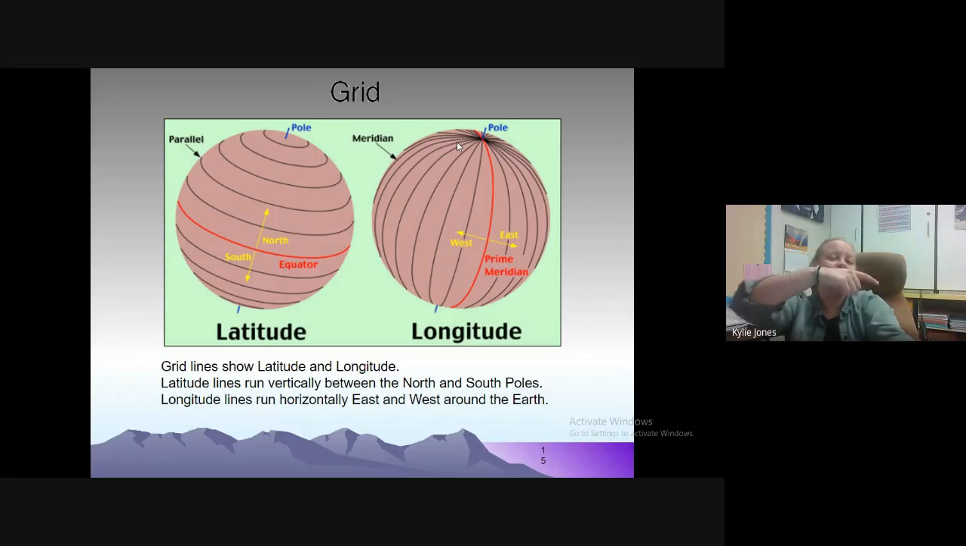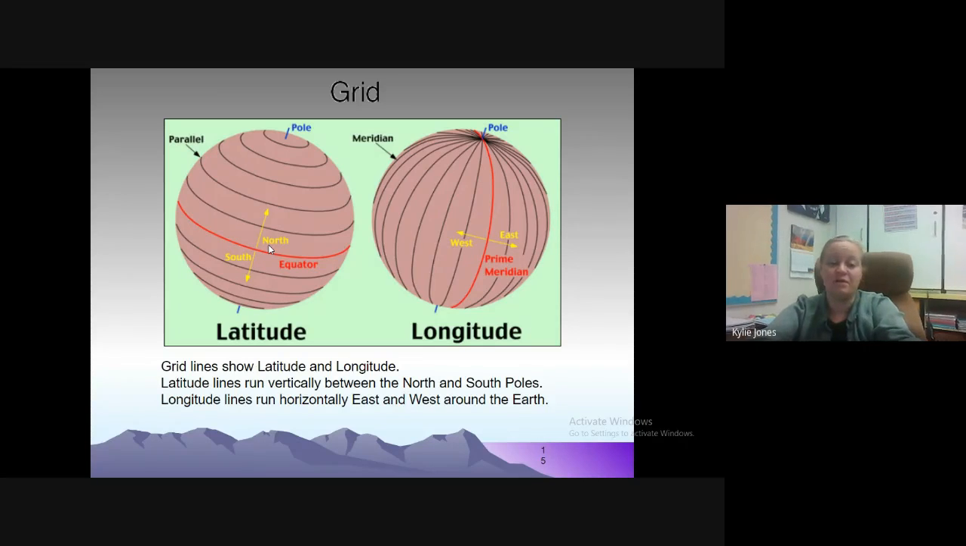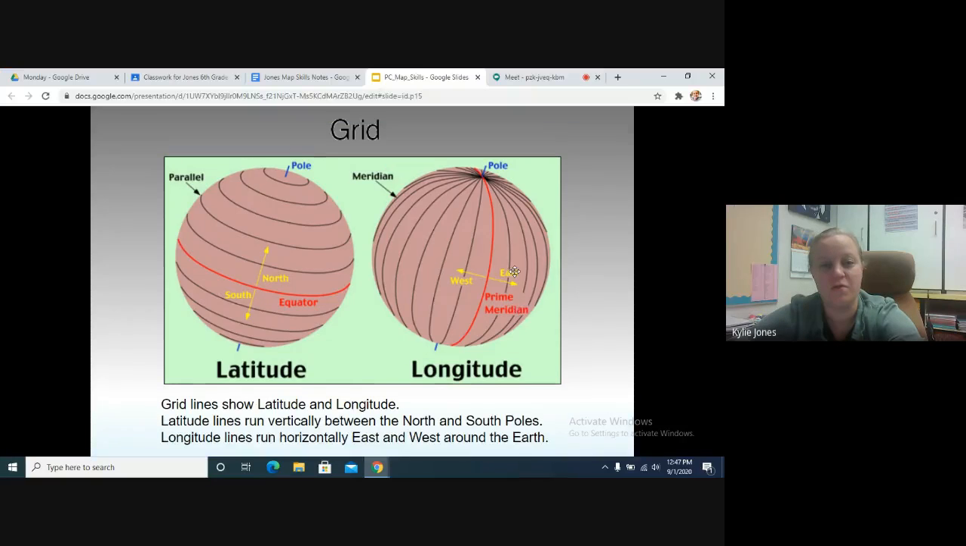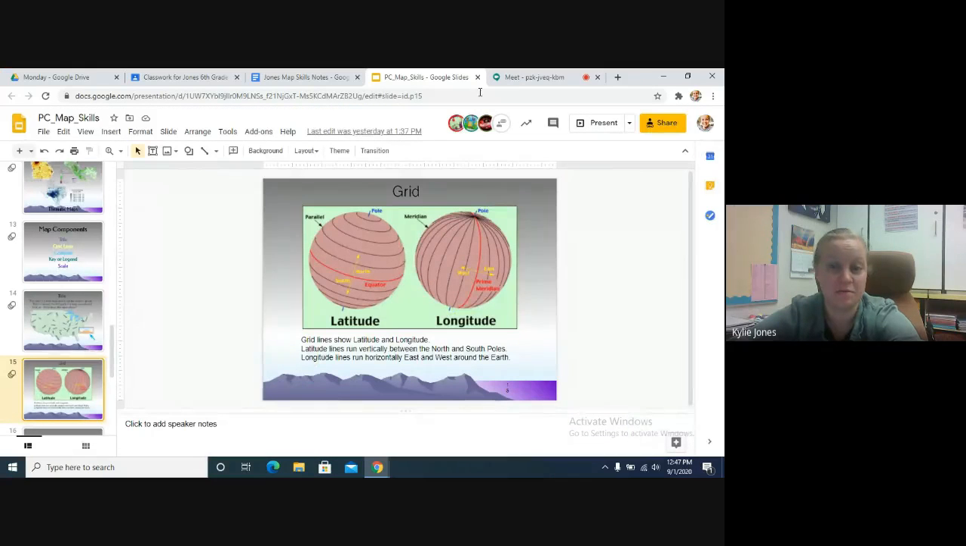Latitude is the ones that go around the globe horizontally, so they run parallel to the equator. When we were growing up, we called it latitude fatitude because it's how wide it is. And then longitude goes up and down vertically between the North and the South Pole. So those are the grid lines that are on your maps.